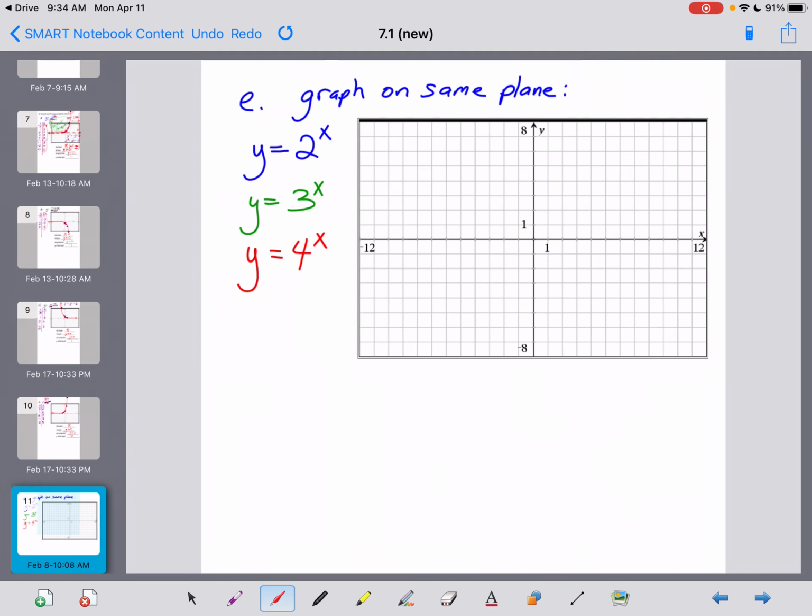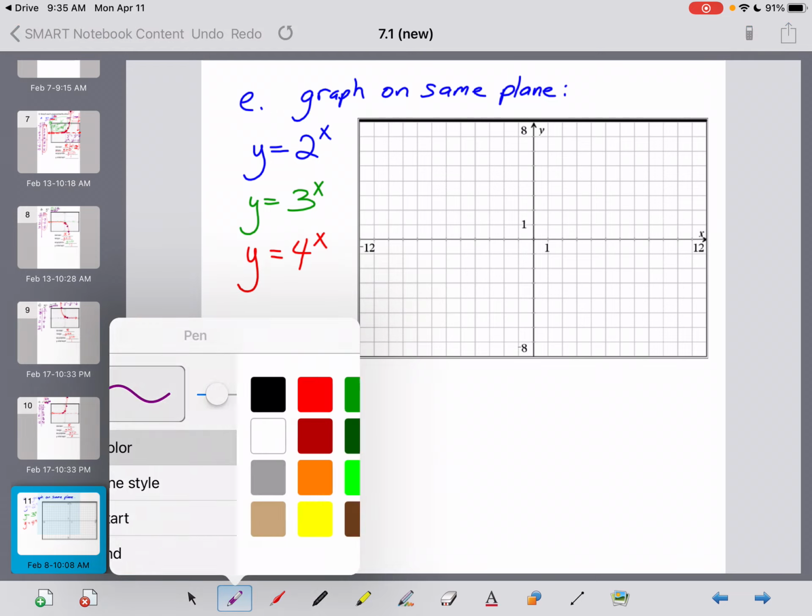And the last thing I really wanted to do with you guys today is just talk quickly about what the impact is of those particular base values. So I wanted to graph 3 of these on the same plane right here. If we let y be 2 to the x, 3 to the x, and 4 to the x, what's that going to impact here? So let me switch some colors around so things actually match.